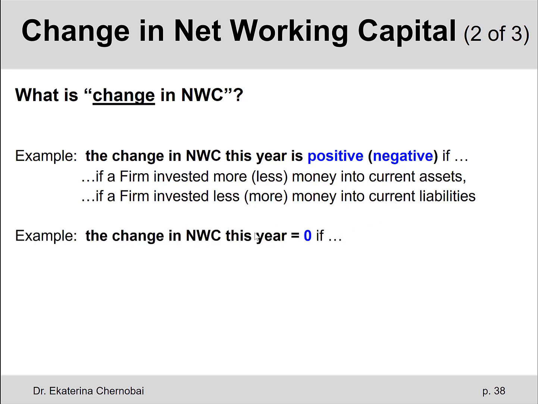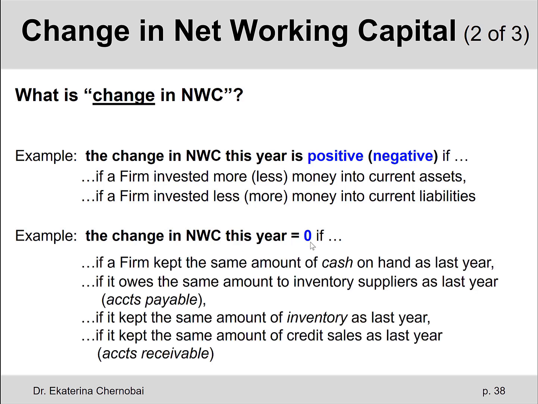If the change in net working capital for some year is 0, it means that, for example, we kept the same amount of cash on hand as we did last year. So the cash account has not changed. Or maybe what has not changed is the accounts payable, or inventory, or accounts receivable, right? So any of these components of current assets or current liabilities should be unchanged from one year to the next. That's how we get the change in net working capital as $0.